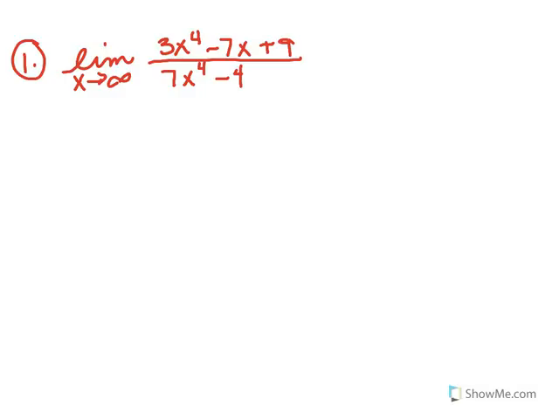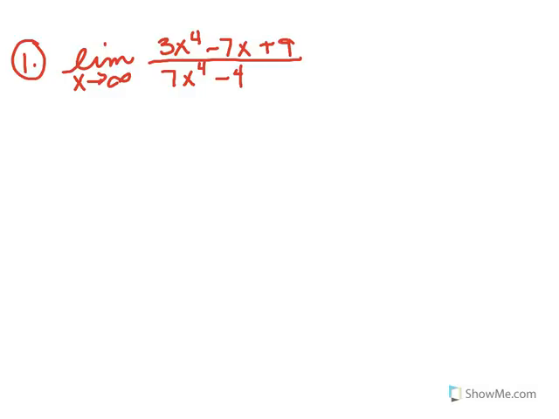So let's take a look at an example. And this says that the limit as x approaches infinity of this rational function, 3x to the fourth power minus 7x plus 9, all divided by 7x to the fourth minus 4. Now, this may look kind of complicated, but there's a very short way of doing this.